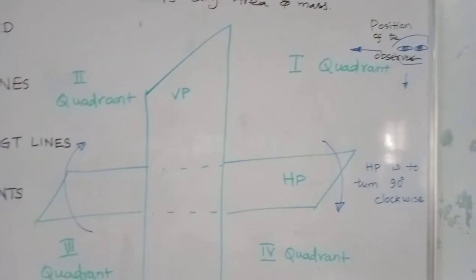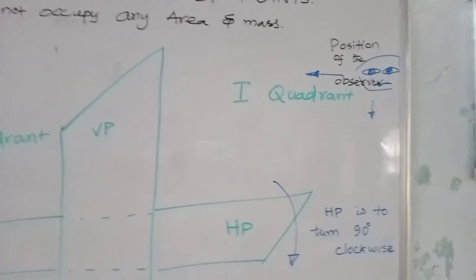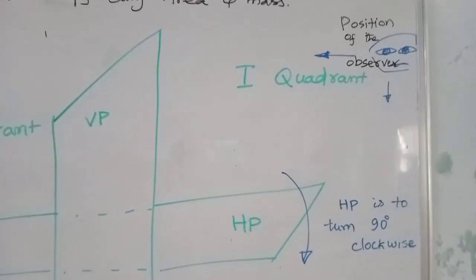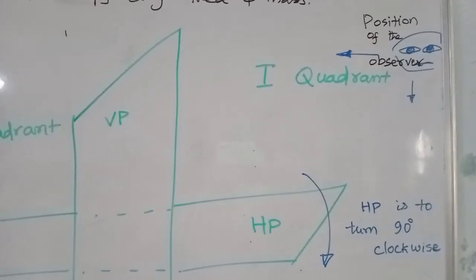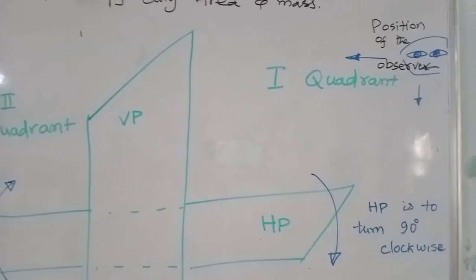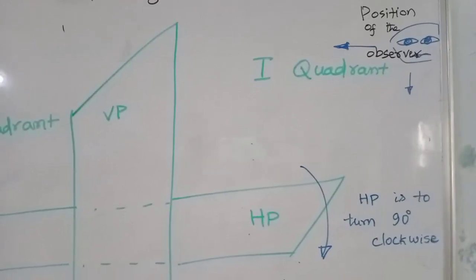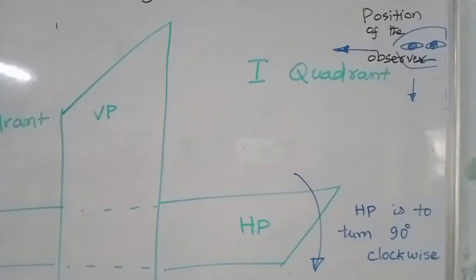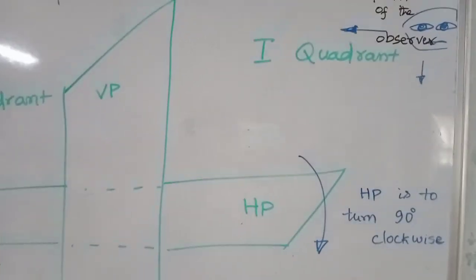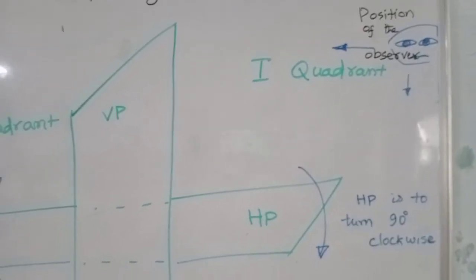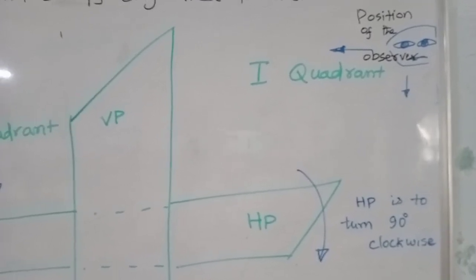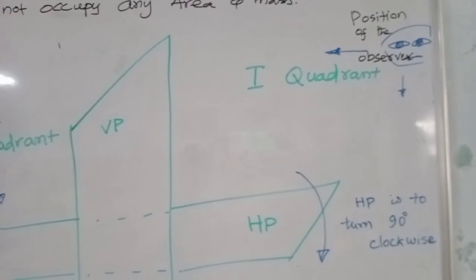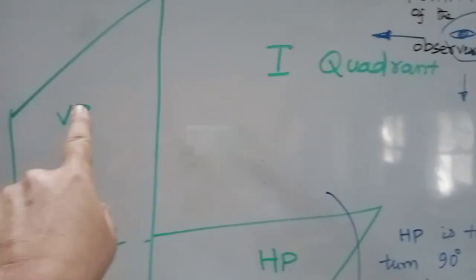Now I am coming to the first quadrant. Let us say point A is in the first quadrant, which means the point is above the horizontal plane and in front of the vertical plane. How do we have to draw it? I will tell you one example. If your point is 20 mm above HP and 30 mm in front of VP, it is understood that the point is in the first quadrant. It is 20 mm above HP, so the front view falls directly on the VP line. If it is 20, it falls directly here.